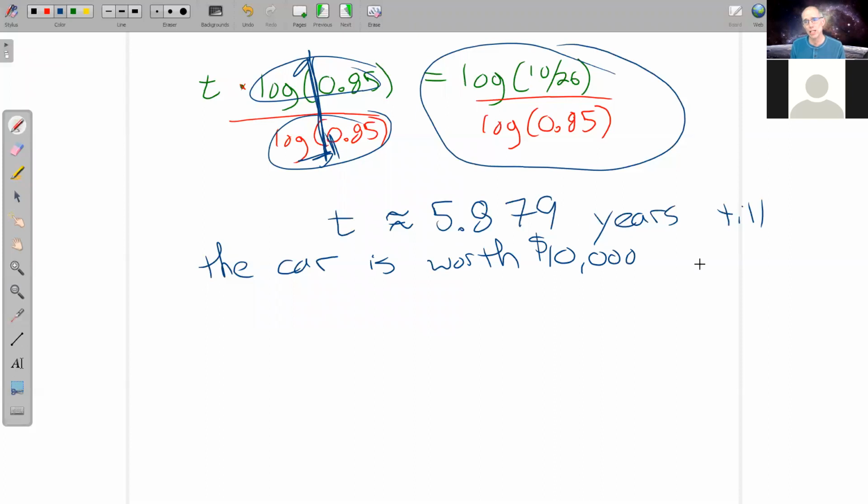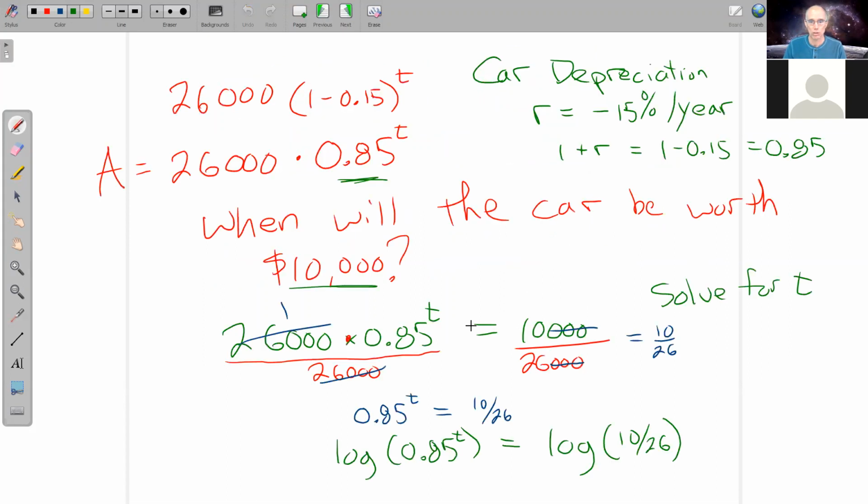So the only way to check it is to plug in that number into the original equation and see. And our original equation said the amount of the car some years in the future was always the starting amount, 26,000 times that 0.85 that we keep to whatever power we want. We think the power should be 5.879. So then we're just going to plug that into the calculator and see, is that really about 10,000? Because that was quite a bit of algebra we did there.